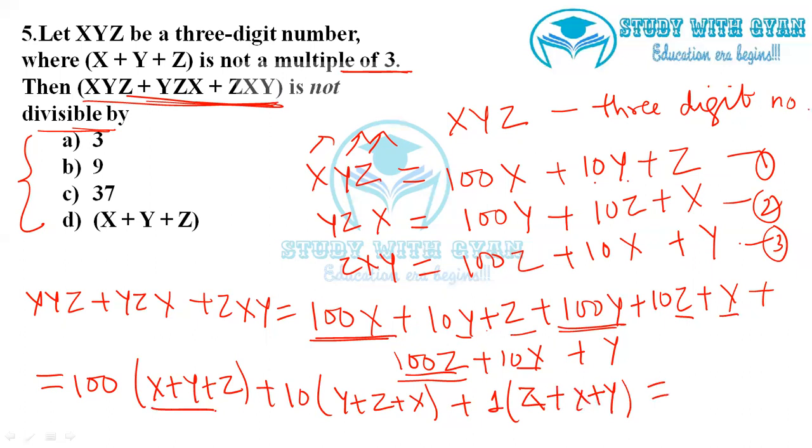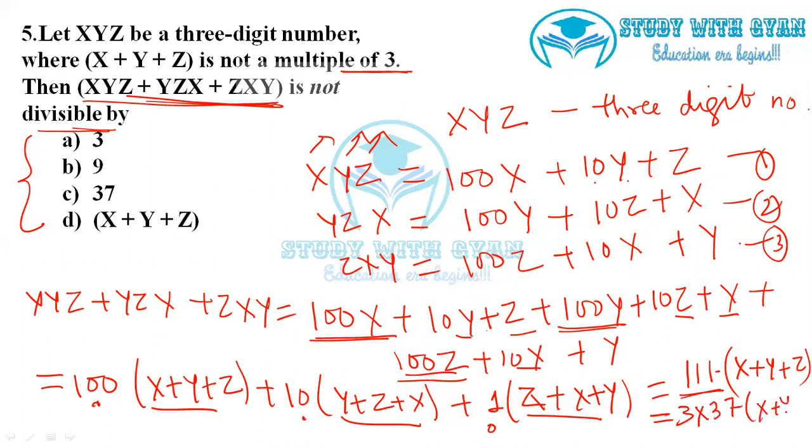So x plus y plus z, x plus y plus z, x plus y plus z. So we are getting x plus y plus z as the polynomial part, and 100 plus 10 plus 1, that means 111, as the number part. So 111 into x plus y plus z. You can break 111 as 3 cross 37 cross x plus y plus z. So simply you can say here basically 3. This entire number, 111 into x plus y plus z, is divisible by 3. So A is the right answer.